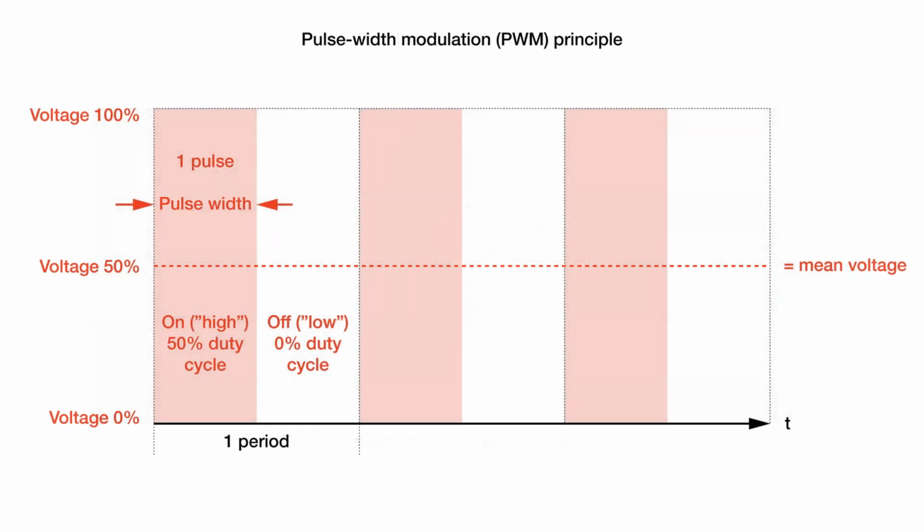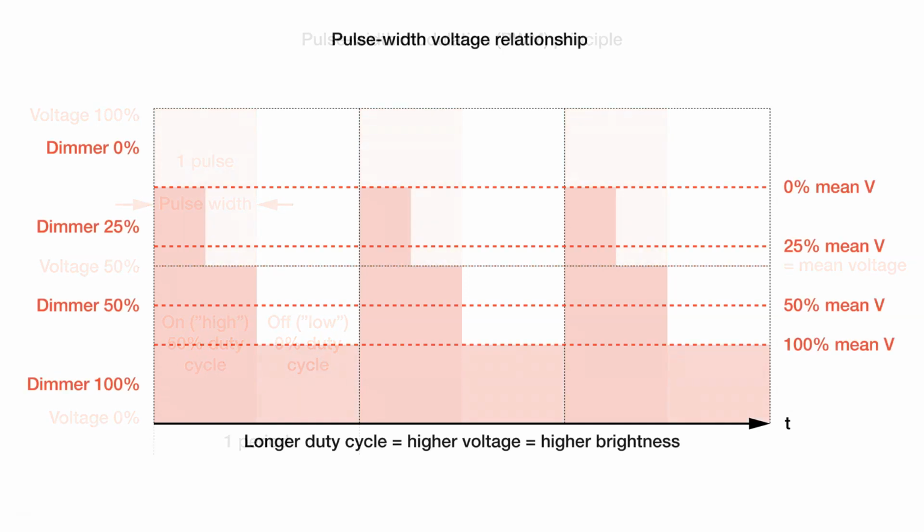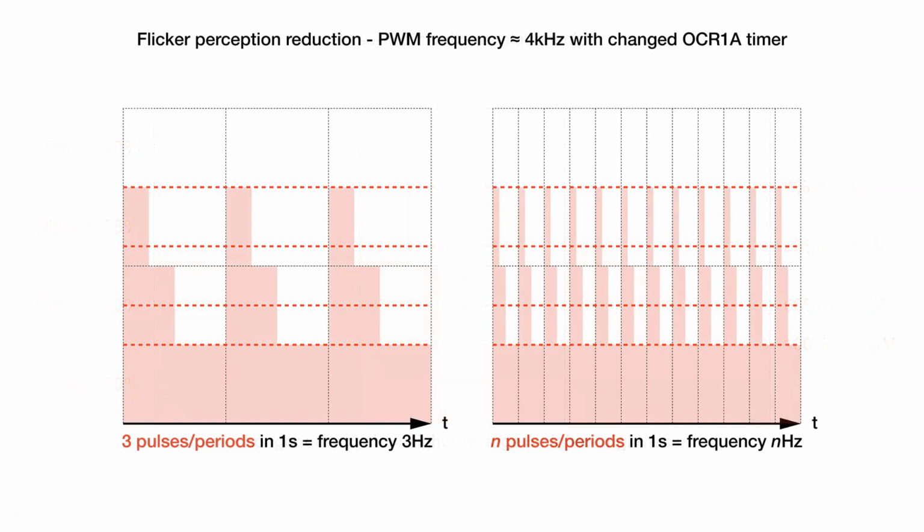To dim LEDs, we use pulse width modulation, which means rapidly switching the LED on and off with an oscillating square wave to control the mean voltage. The dimming level is controlled by the mean voltage, and so we change the duty cycle per period. For visually correct dimming and flicker reduction, we need to apply pulse width modulation in a specific way. The higher we raise the frequency, the number of pulses per second, the more the perceptible flicker is reduced.